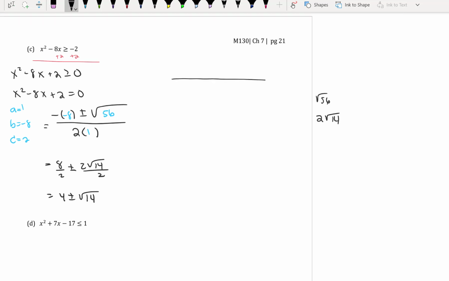So if I'm going to graph this on my number line, I'm going to have two values. So I'm going to have 4 plus the square root of 14 as a decimal, which is going to be 7.74-ish. And now I'm going to do the negative of that. So 4 minus the square root of 14, and that is going to be 0.258.